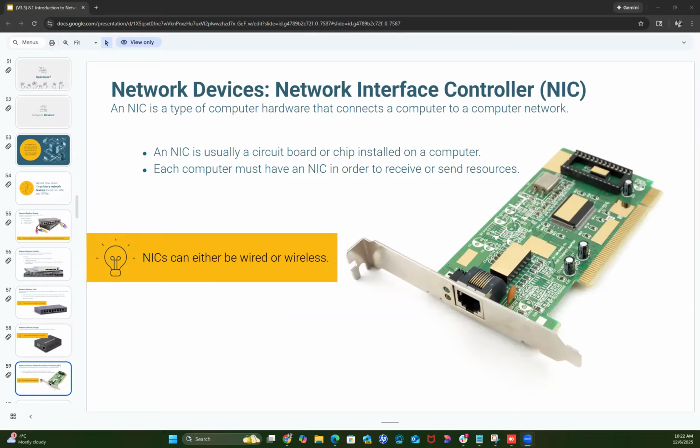A NIC can either be wired or wireless. With a wired NIC, data is transmitted through a physical wire, the cable. And wireless, basically this is Wi-Fi, data is transmitted with an antenna to provide a wireless connection, designed primarily for Wi-Fi.